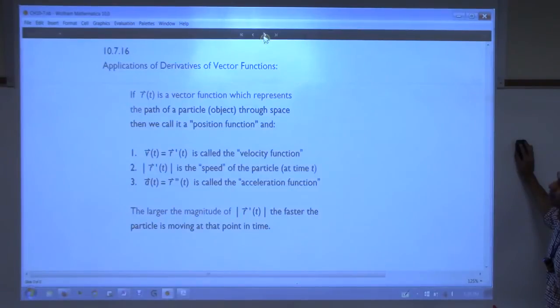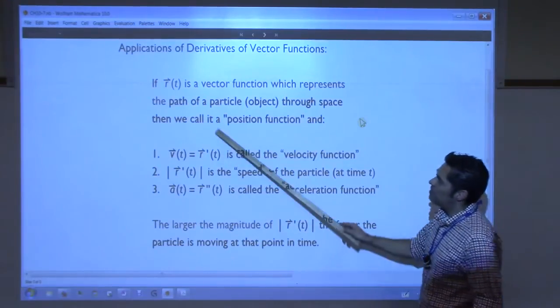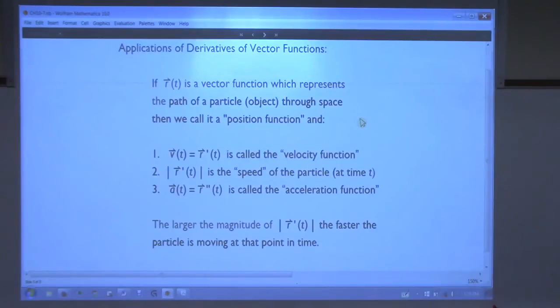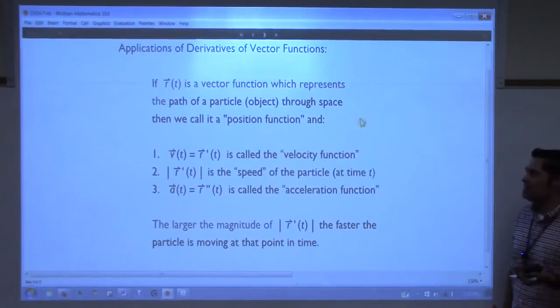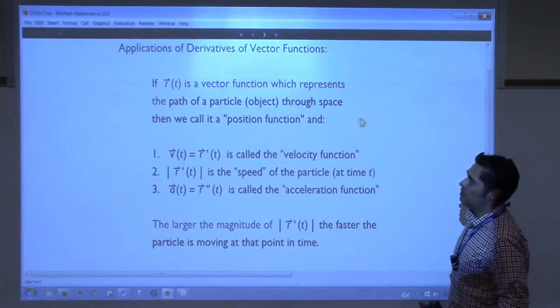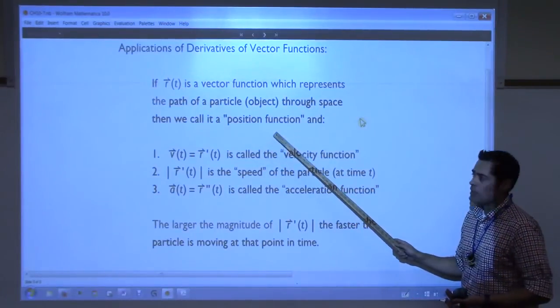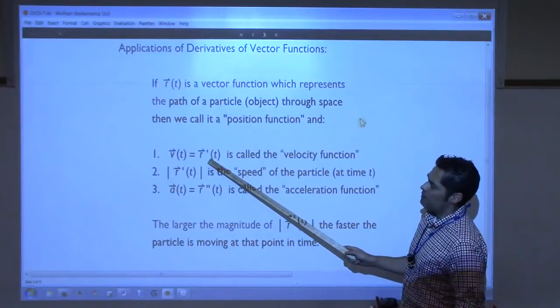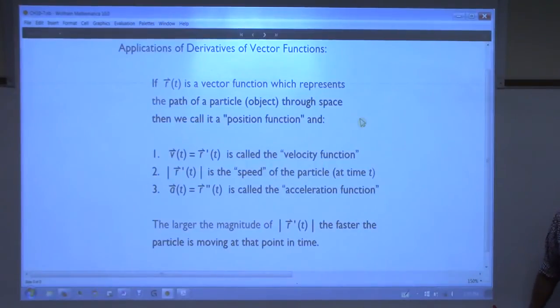Yeah? Okay. All right, so this is the summary of it. If r of t is a vector function which represents the path of a particle or object through space, and what we mean by that is not stars and moon, space meaning 2-dimensional space or 3-dimensional space or 4-dimensional space, and the curve is a path, then we will call r of t the position function. The derivative of the position function we will call v of t, and it is called the velocity function. Does this look familiar?